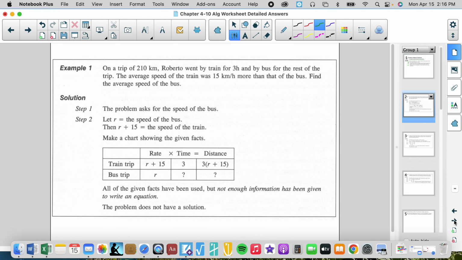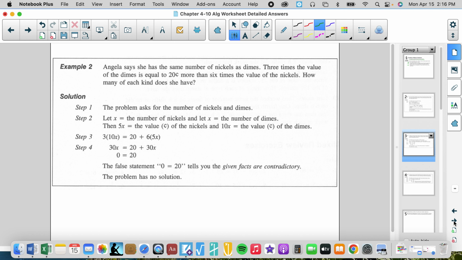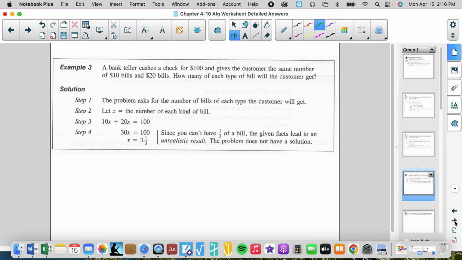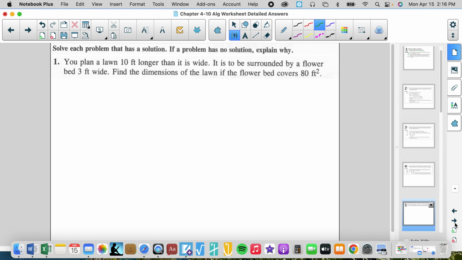Let's look. On a trip, oh, that's example 1. All right, we're not even going to work on example 1 or 2, or 3, we're going to get right to it. You plan a lawn 10 feet longer than it is wide. Okay, let's do green because lawns are green. 10 feet longer than it is wide. If it's W wide, then it's going to be W plus 10 in length. It is to be surrounded by a flower bed 3 feet wide.